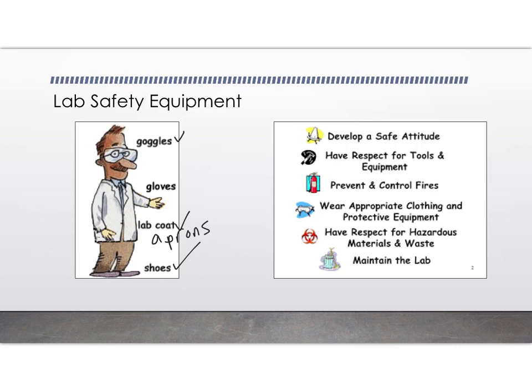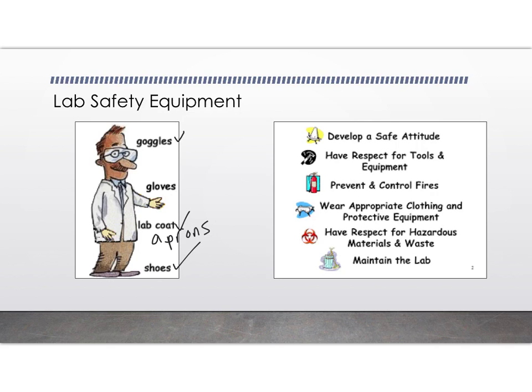Okay. Also within the lab, make sure you develop a safe attitude. Always be aware of your surroundings, especially with the big groups of students that we're going to have going in there. Make sure you have a respect for the tools and the equipment. You do not want to throw anything around. If you break something, you will get in trouble, so don't drop anything on the floor or mess around in the lab. Also, you will try to prevent and control any fire. When I mean prevent and control, I mean you will prevent the fire from happening, and if one happens to break out, then I will control it.